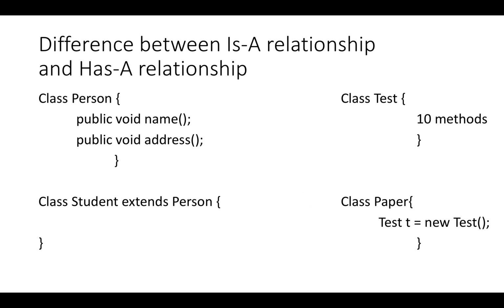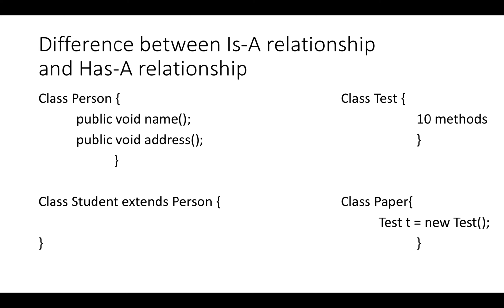Now, what is the difference between the is-a relationship and the has-a relationship, and where can we use them? Whenever we require all the functionality defined in the parent class, we can simply use the is-a relationship. You can see the example. We have person information, and in a Student class we need all the person information like name and address. So we simply extend it from the Person class. In this situation we can use the is-a relationship.